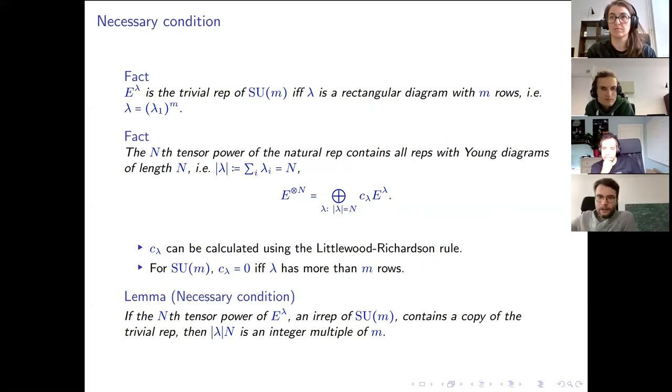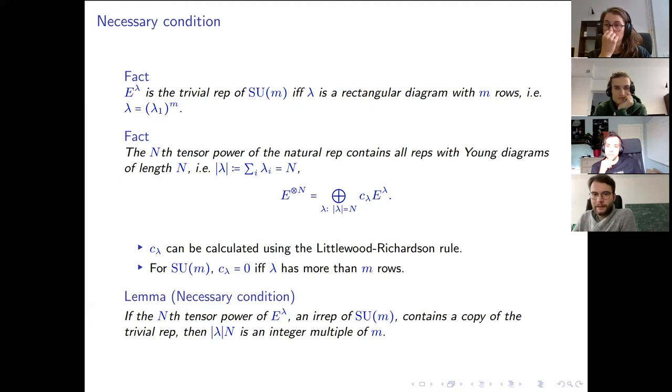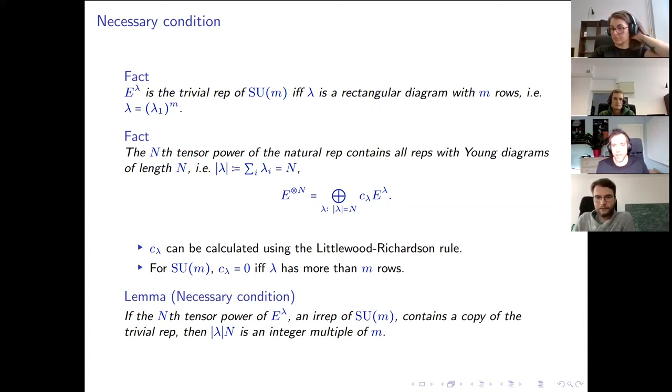And from this, you can write the necessary condition. If you pick one irreducible representation and take its tensor powers, and you ask how many times you need to power it to get a copy of the trivial representation in its decomposition into irreducibles: if it contains a copy, then it means that the length of the partition, lambda times n, is an integer multiple of m, which is not the dimension of the group, but the dimension of the space on which SU(m) acts naturally.